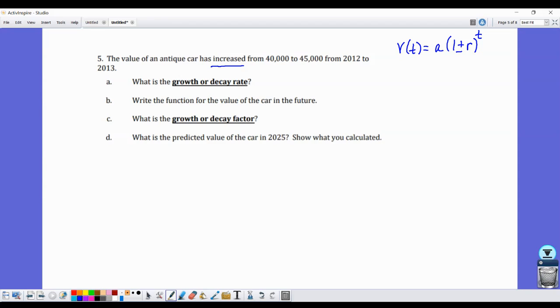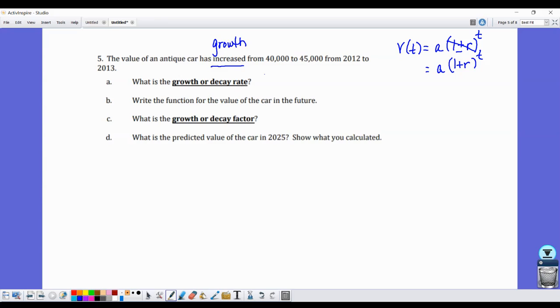Now we have to determine, based on the way the problem's worded, is that going to be growth or decay? The value of the antique car has increased. That's going to be growth. Since that's going to be growth, I'm going to be adding, 1 plus r, not 1 minus r in this case. So let's go ahead and start working on getting this set up.